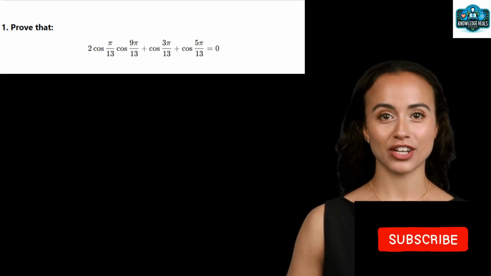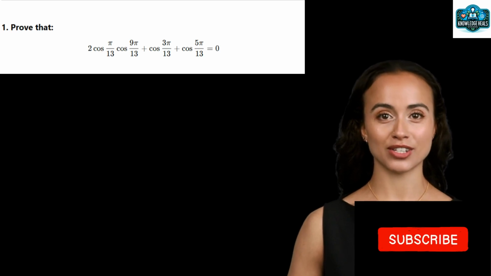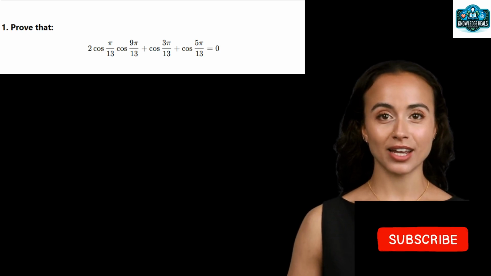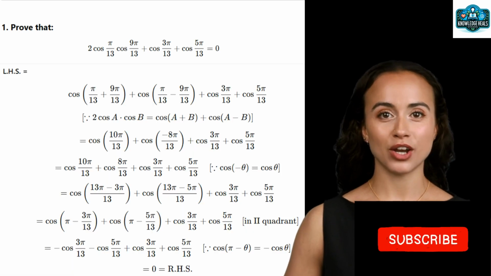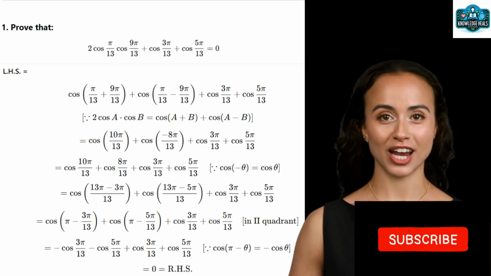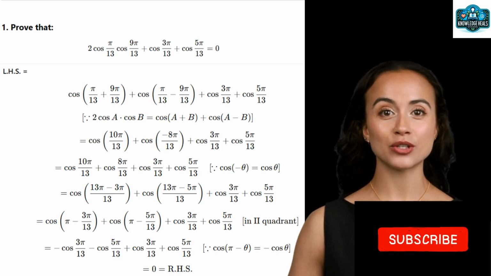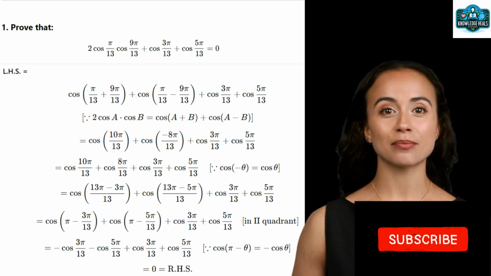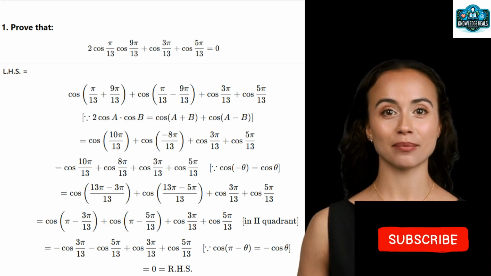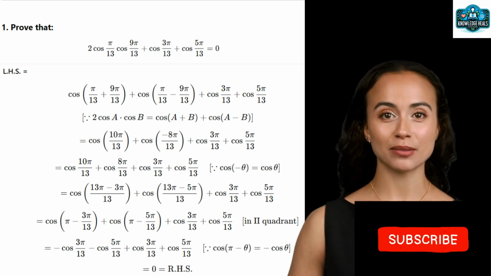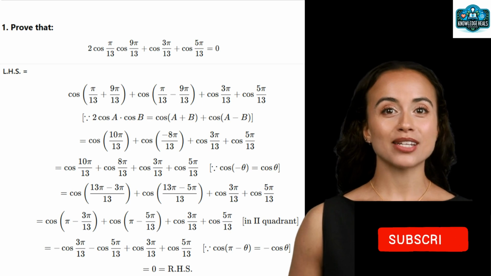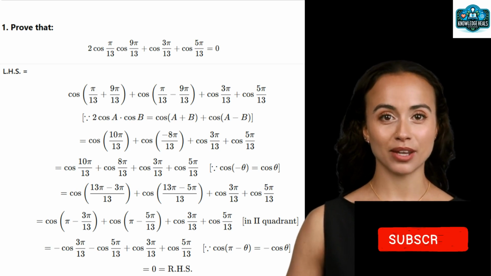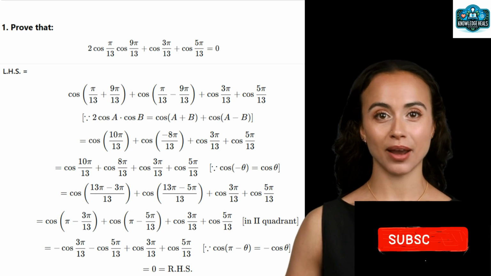We will see your first question, that is 2 cos pi by 13 into cos 9 pi by 13 plus cos 3 pi by 13 plus cos 5 pi by 13, which is equal to 0. Let's focus on our solution, that is LHS equal to RHS. Here we will use the identity of 2 cos A into cos B in the equation, and we get cos of pi by 13 plus 9 pi by 13 plus cos of pi by 13 minus 9 pi by 13 plus cos of 3 pi by 13 plus cos of 5 pi by 13. As we simplify more, we get the equation cos 10 pi by 13 plus cos of 8 pi by 13 plus cos 3 pi by 13 plus cos of 5 pi by 13.